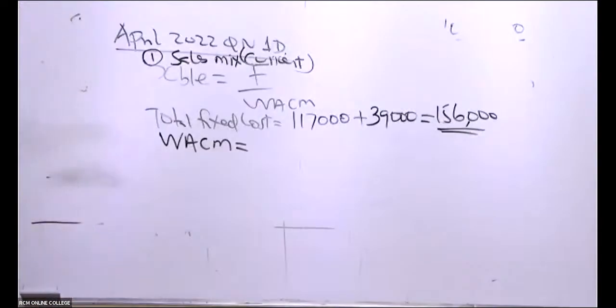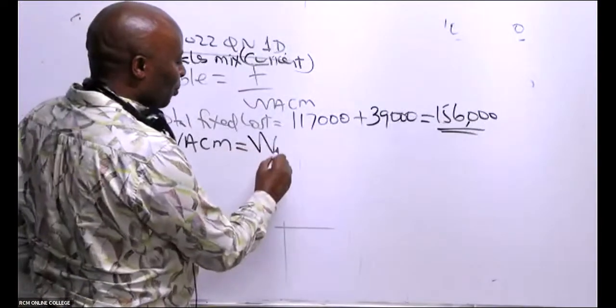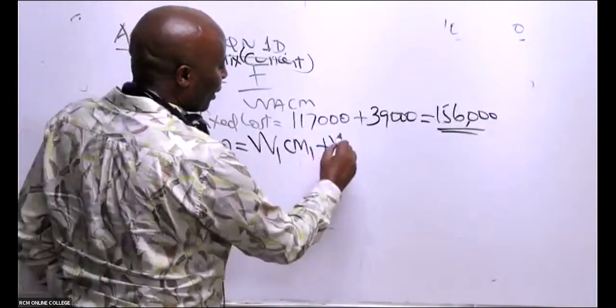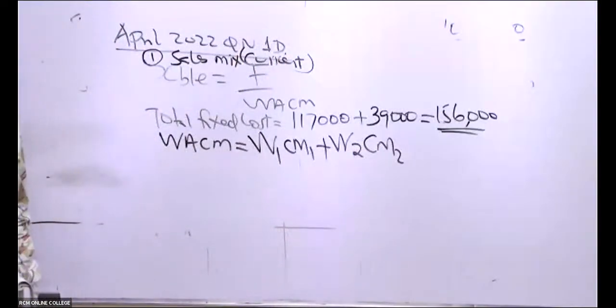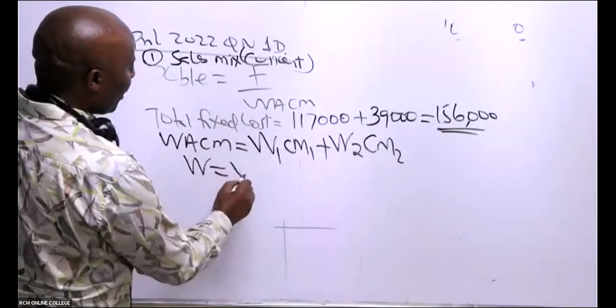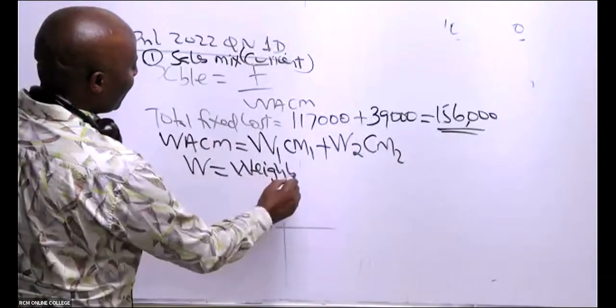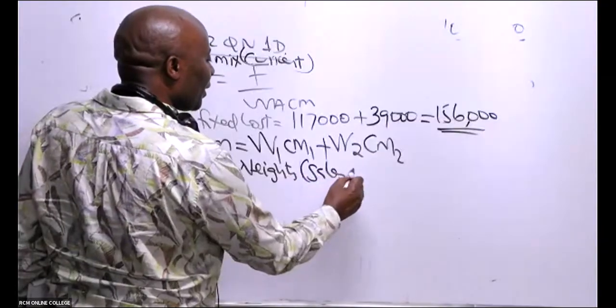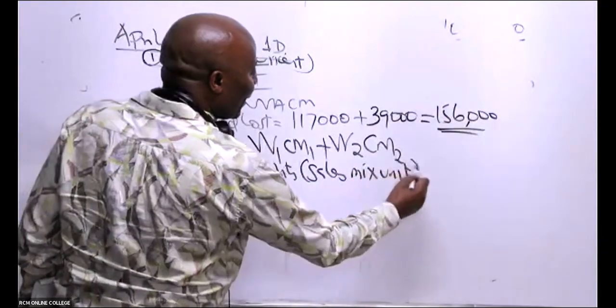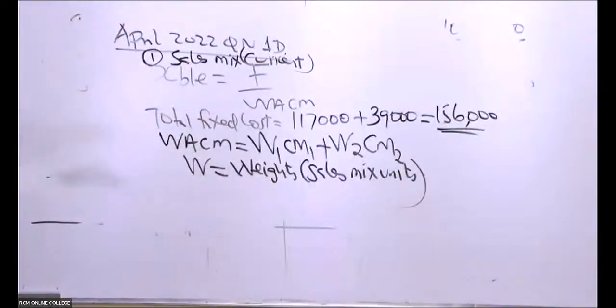How do we get WACM? It's very easy. You take the weight of the first product, contribution margin of the first product, plus weight of the second product, contribution margin of the second product. So remember these W's, these are weights. They are normally obtained from the sales mix units. So we have two products. We have D and then we have A.